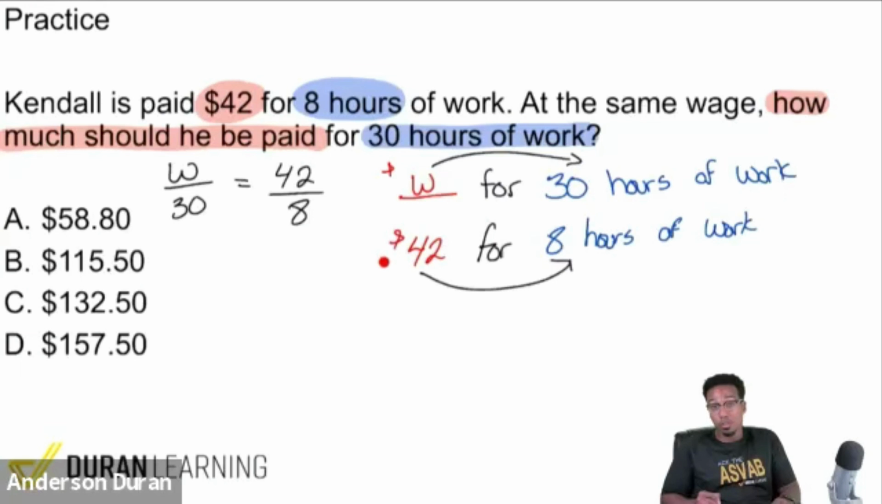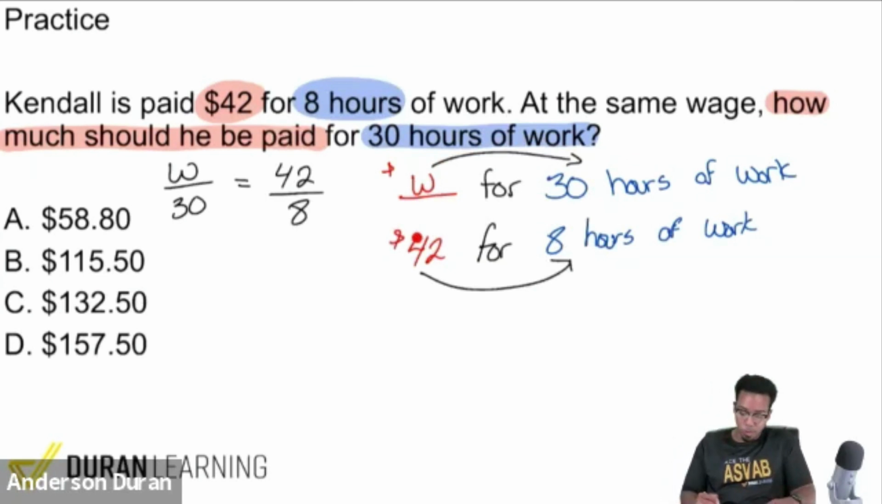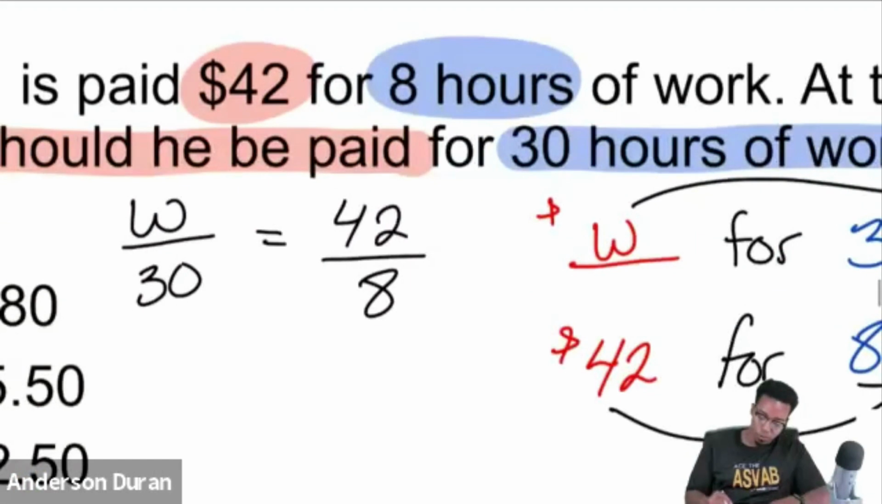You can go wage to wage, hours to hours. That works. You can go hours to wage, hours to wage. That will work. What won't work is going from wage over here to hours over here. You can't cross compare. You can cross multiply, but you can't cross compare. So we have W over 30 equals 42 over 8.